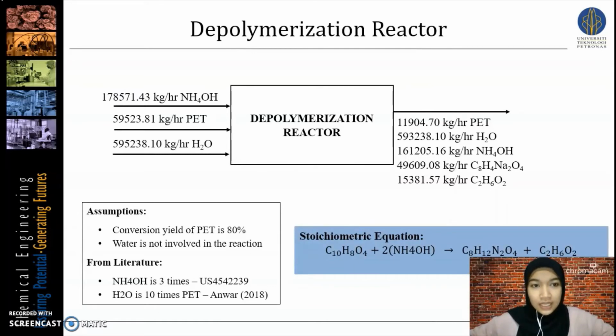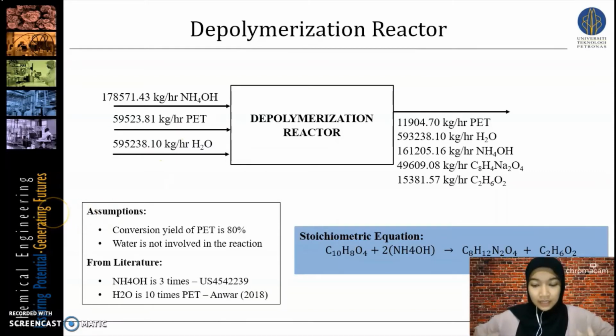The amount of polyethylene terephthalate introduced to this reactor is 500,000 ton per year, which is also equal to 59,523.81 kilogram per hour. Besides, we also introduce ammonium hydroxide, 3 times the amount of PET, and also water, 10 times the amount of PET, as an aqueous medium for the PET to depolymerize in the reactor, which later on will produce the diammonium terephthalate.